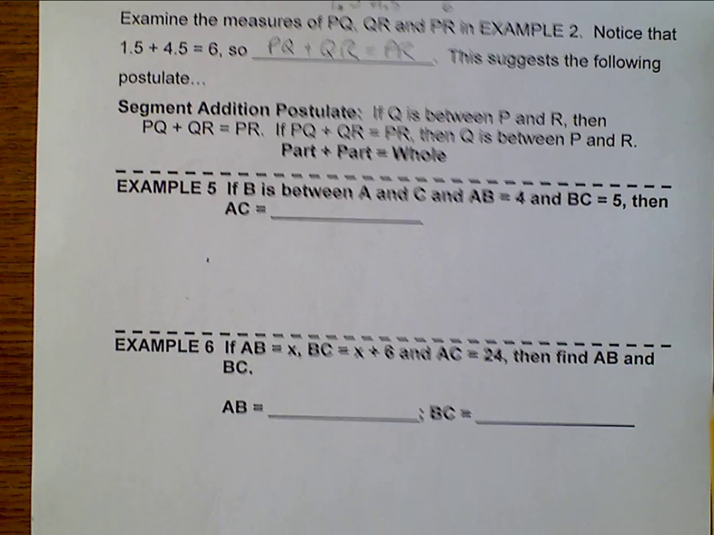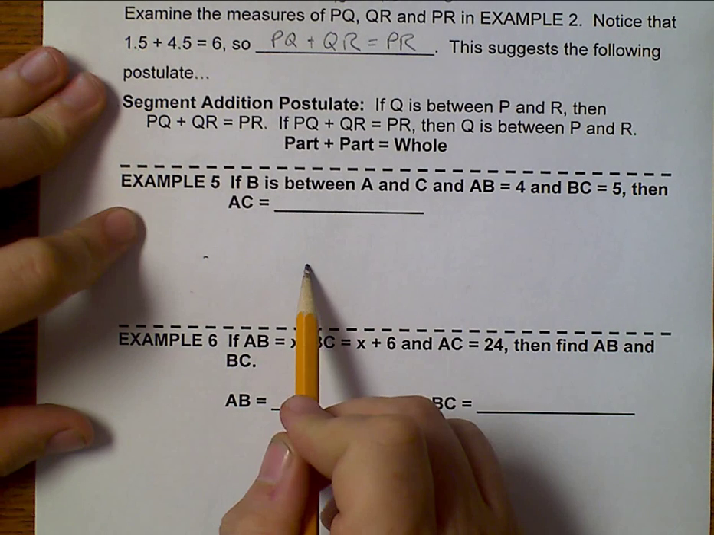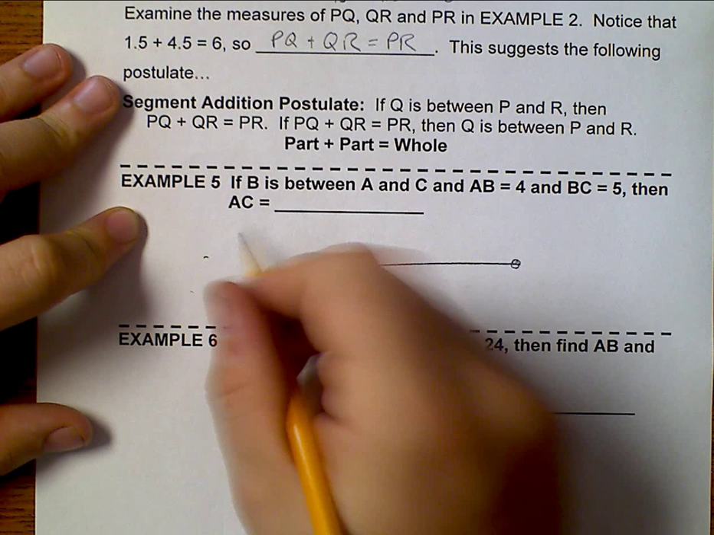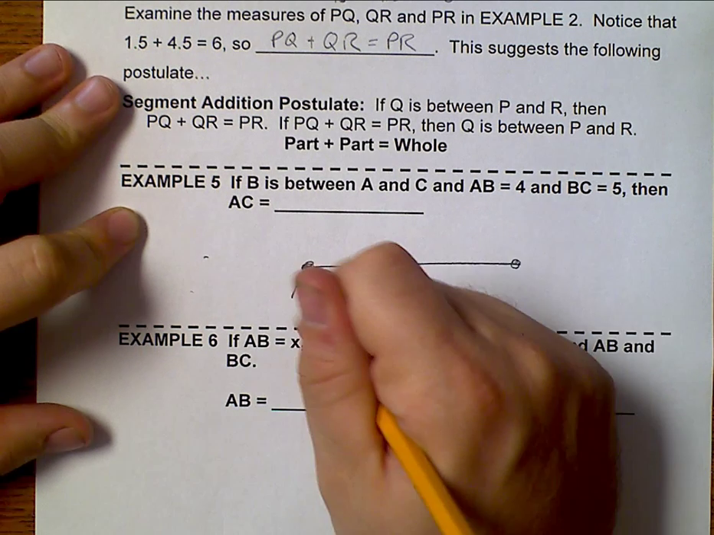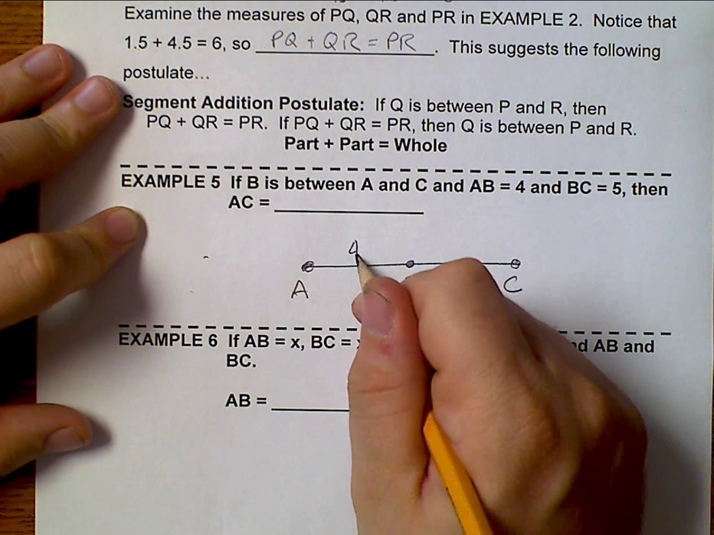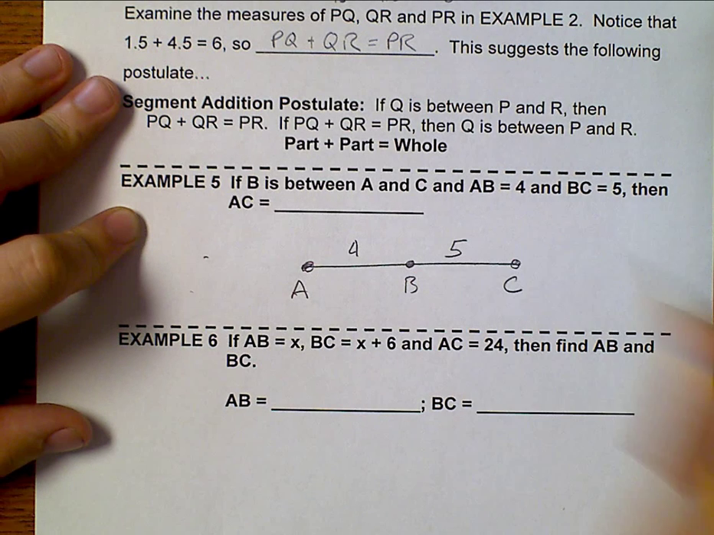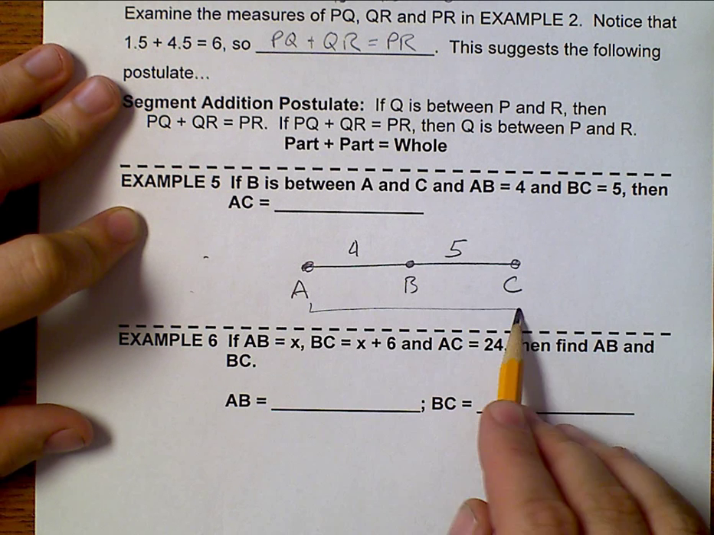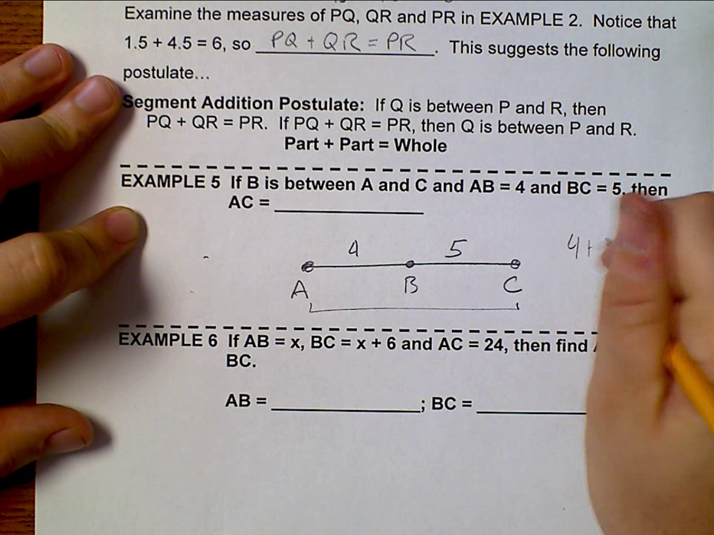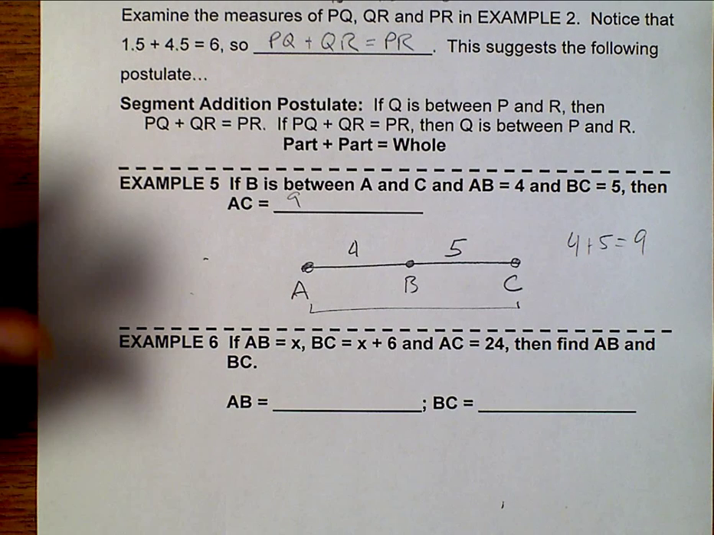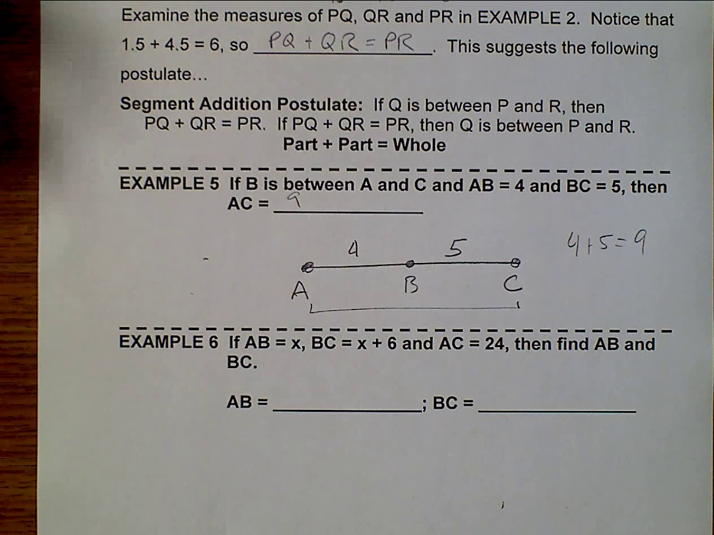Let's go ahead and do this for example number 5. I have a line. B is between A and C. AB is 4, BC is 5, and we want to know what AC is. Well, that's quite simple. We just do 4 plus 5 equals 9. Very simple.